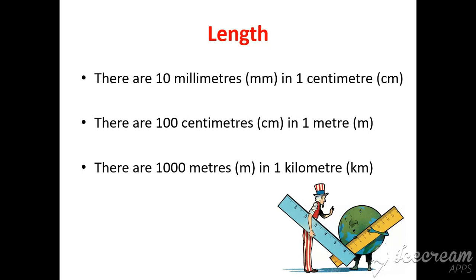Okay, so far this is what we've learned in the last couple of videos. There are 10 millimeters in 1 centimeter. There are 100 centimeters in 1 meter. And there are 1,000 meters in 1 kilometer. So millimeters are our smallest, then we go to centimeters, then meters, then kilometers.